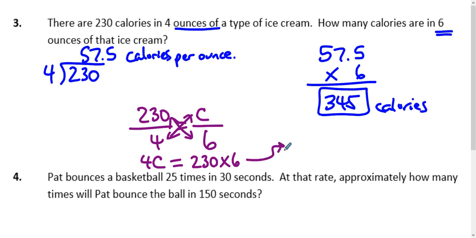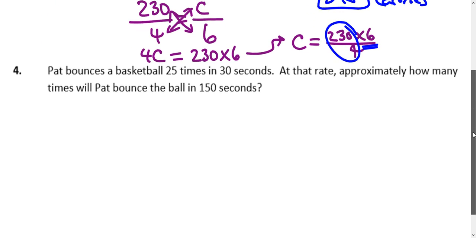So let's just follow that through. What is C? C is 230 times 6 divided by 4. Well, how did we get that? We took 230 divided by 4 and multiplied by 6. And that's what happened up here in blue. So whether you solve a proportion or you figure out the number of calories per ounce and then scale up, you are fine. I will demonstrate that down here also.